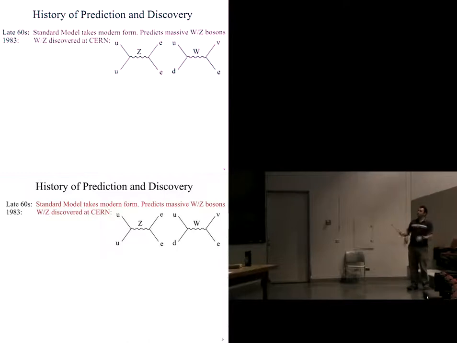But nonetheless, this prediction was made. And then in the early 80s, this was discovered. This was discovered at CERN, a precursor to the LHC, through processes that look like this. You would collide quarks, and they would make a massive Z boson or a W boson that was then observed by its decays to electrons in the detector. I'll talk about some of this in this lecture.